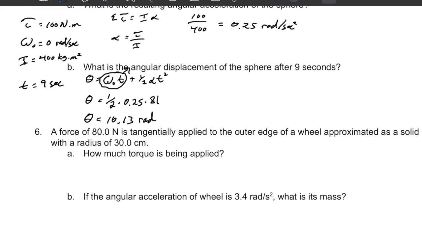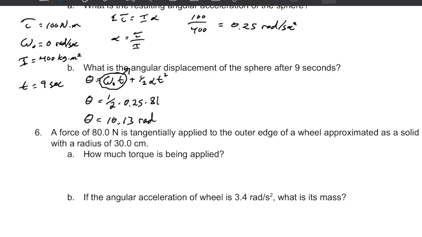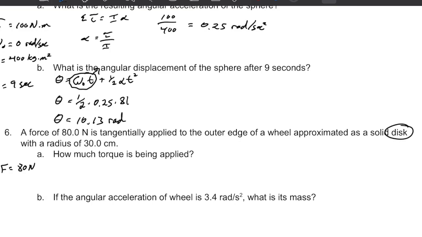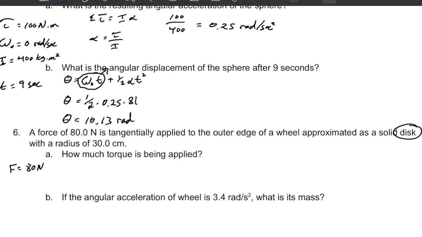Number 6, a force of 80 newtons, so let's go ahead and mark down force equals 80 newtons, is tangentially applied to the outer edge of a wheel approximated as a solid disc with a radius of 30 centimeters. So our radius is 0.3 meters. And we'll keep in mind that this is a disc. How much torque is being applied?